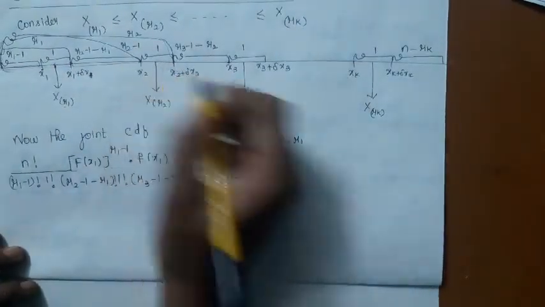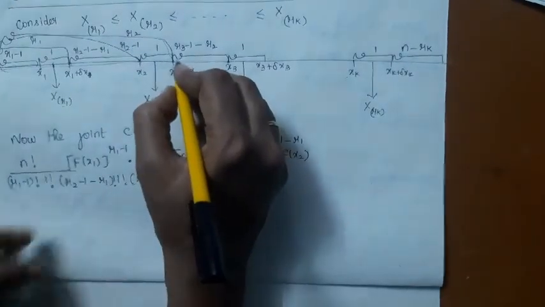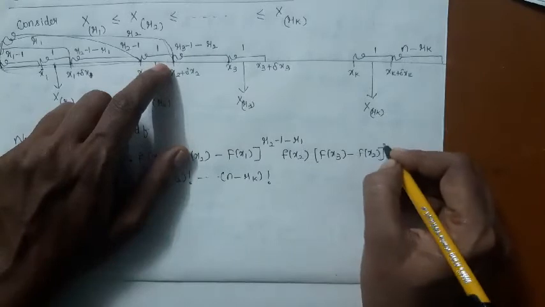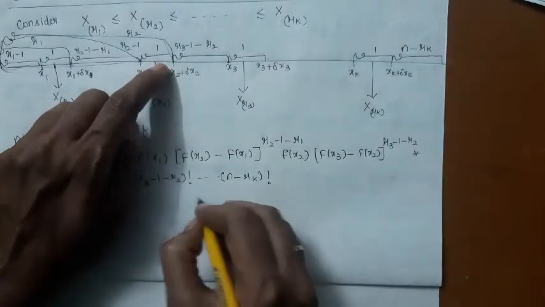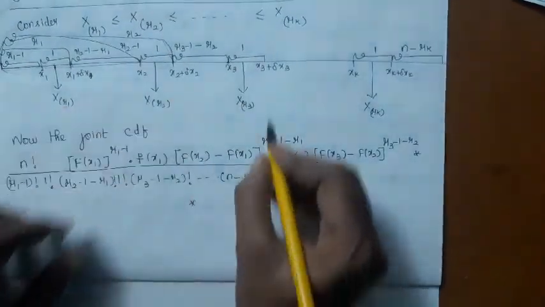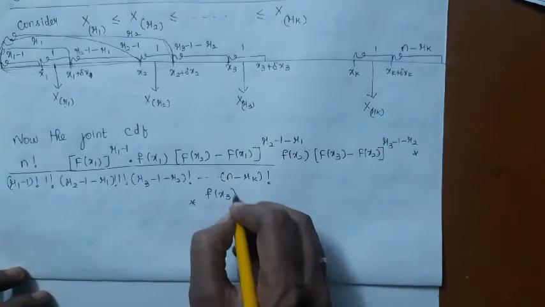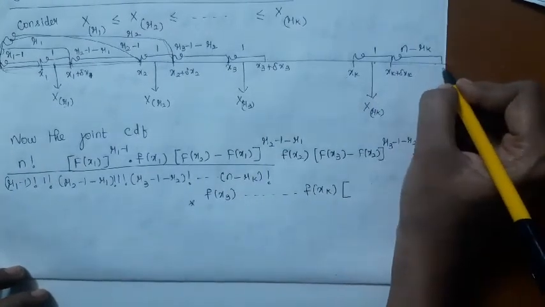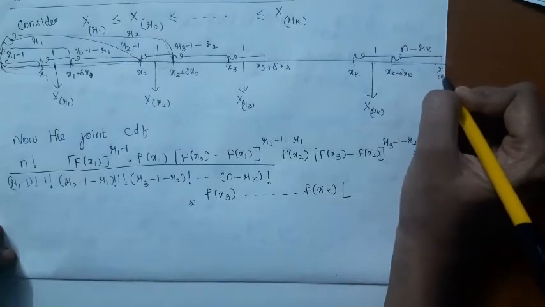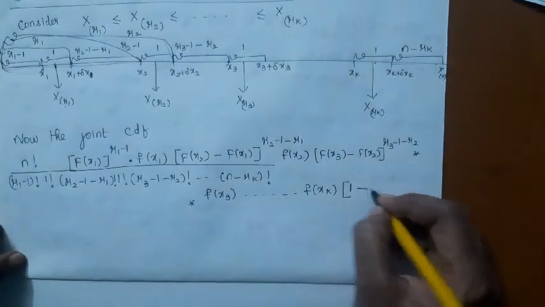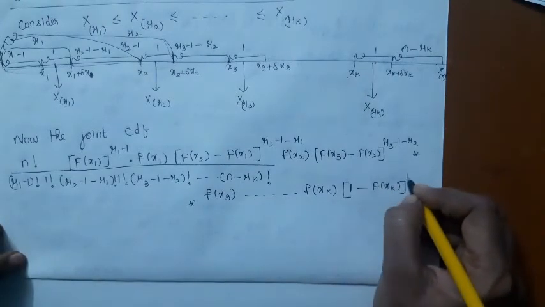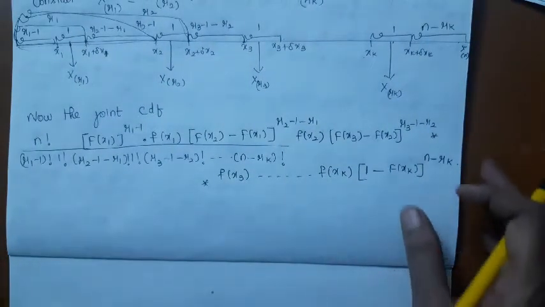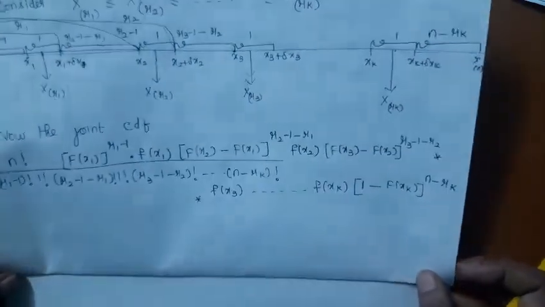In the next interval, you are going to get f of x2. And in this interval, you are going to get f of x3 minus f of x2, the whole power r3 minus 1 minus r2. Let me continue here, into f of x3. And it goes like this, and at the end I will have f of xk. And what about this term? Up to this is xn. So up to this the probability is 1 minus f of xk, the whole power n minus rk. So you can write it directly instead of deriving, because you had a good understanding of its derivation in the previous one.